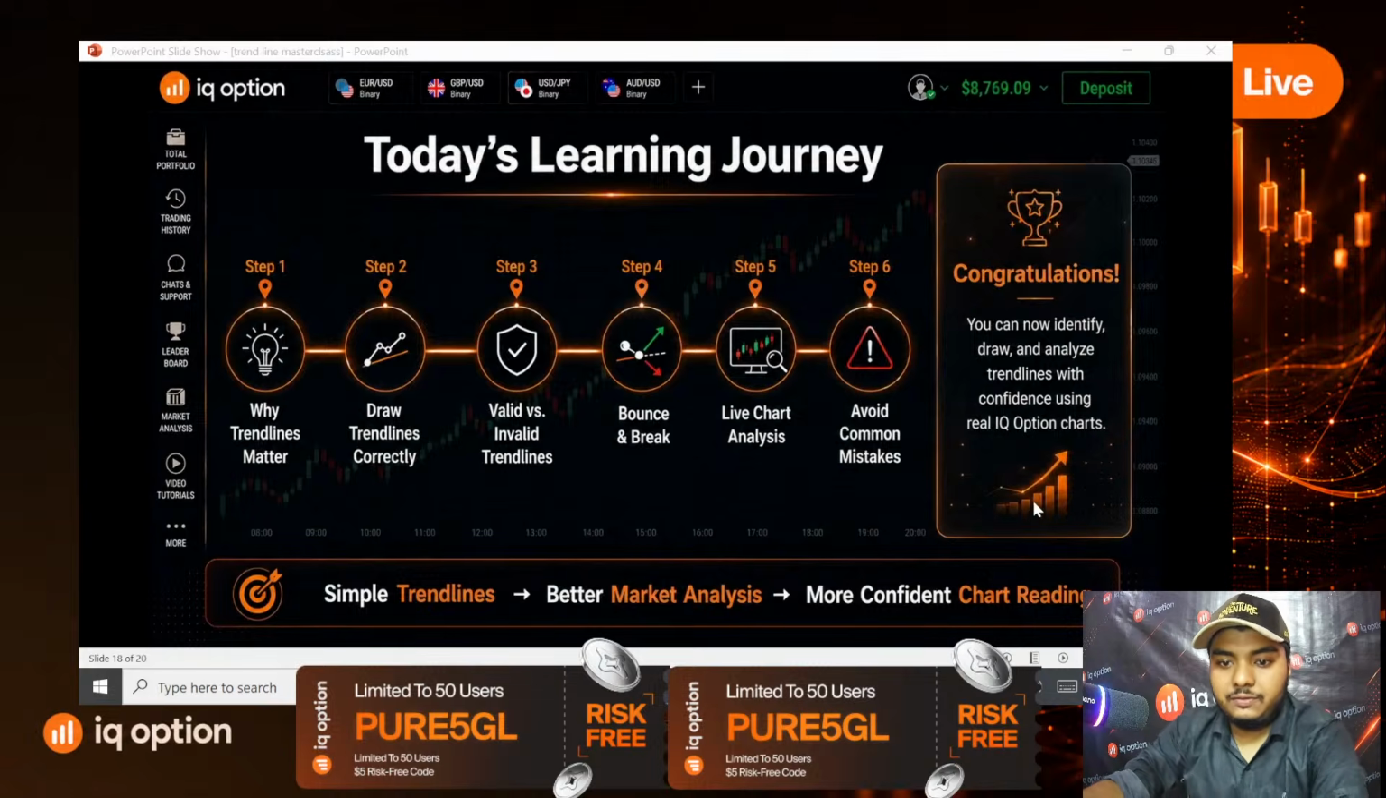So guys, if you understand all this, and the common mistakes we also talked about, then you can now identify, draw, and analyze trend lines with confidence using real IQ Option charts. Okay, so practice on real charts so that you do not forget this.